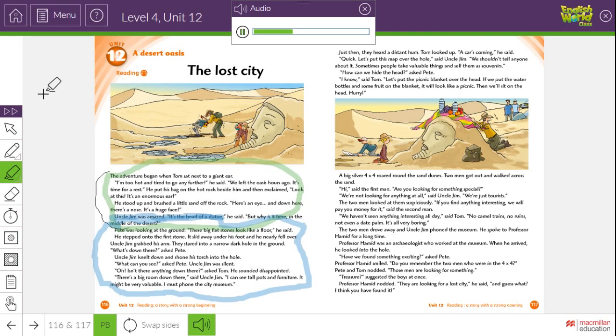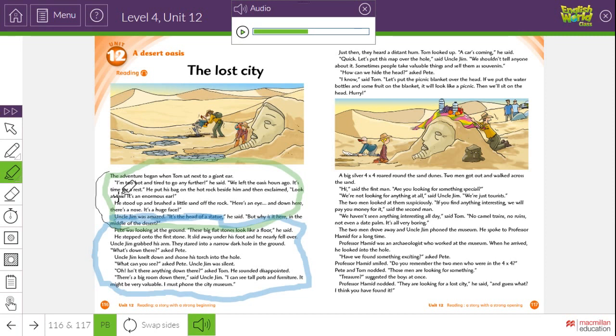"What's down there?" asked Pete. Uncle Jim knelt down and shone his torch into the hole. "What can you see?" asked Pete. Uncle Jim was silent. "Oh, isn't there anything down there?" asked Tom. He sounded disappointed. "There's a big room down there," said Uncle Jim. "I can see tall pots and furniture. It might be very valuable. I must phone the city museum."